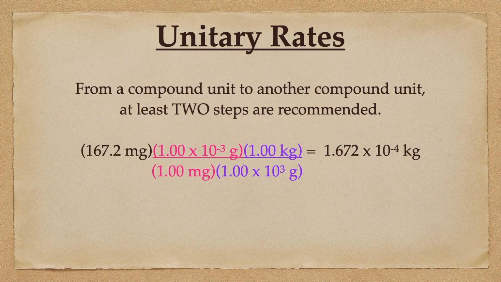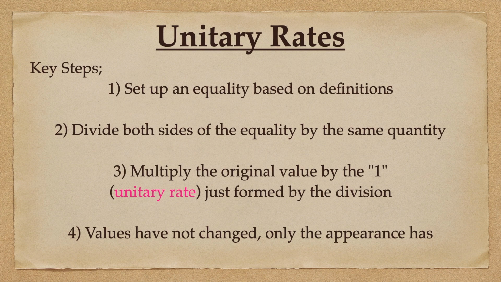Number 1, set up an equality based on definitions, metric definitions, the mole calculations, etc. Divide both sides of the equality by the same quantity. That is the quantity with the unit you're trying to get rid of. Multiply the original number, that original value, by the 1, the unitary rate, that was just formed by the division. And remember, at the end of the day, the values have not changed. Only the appearance of the number has.